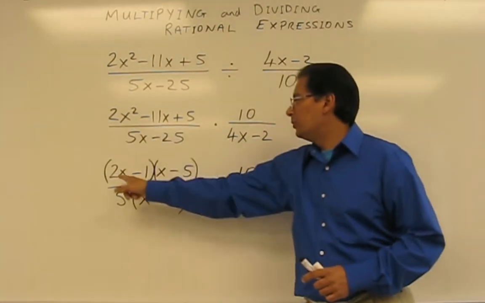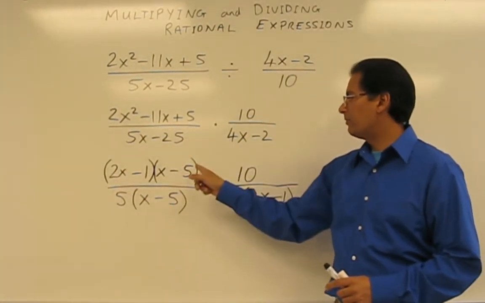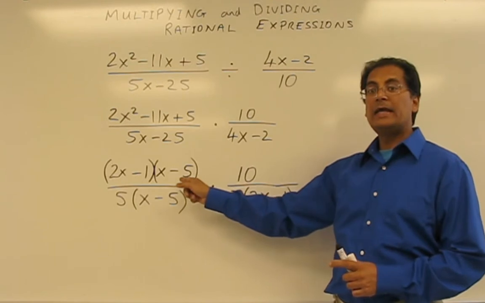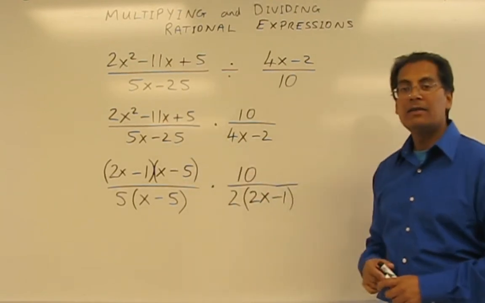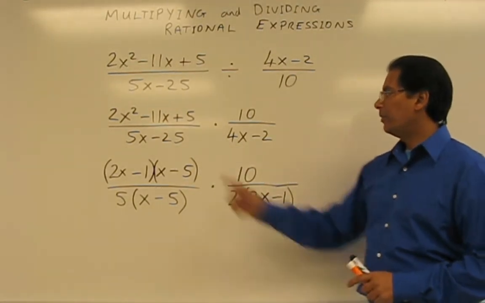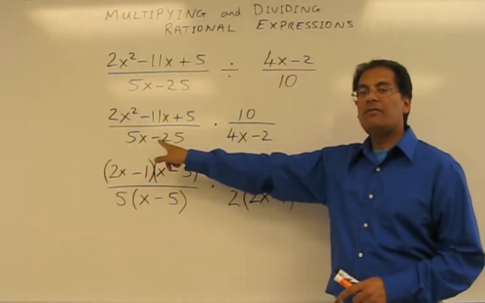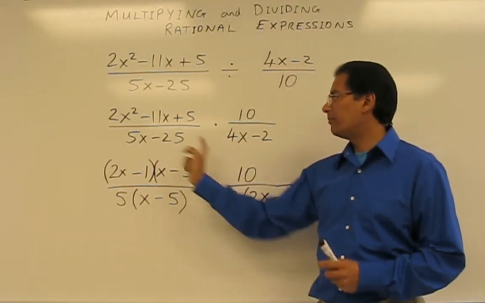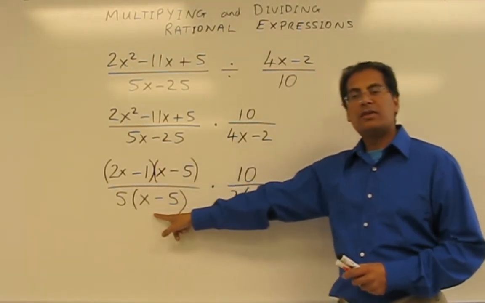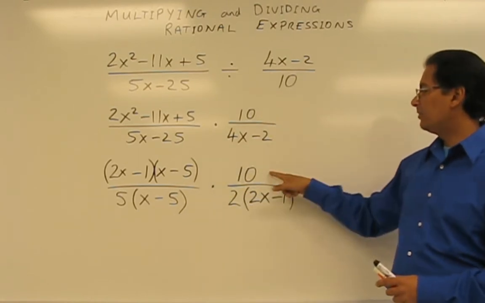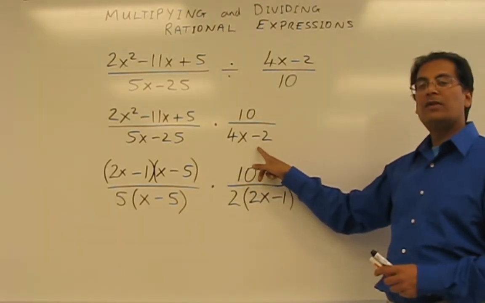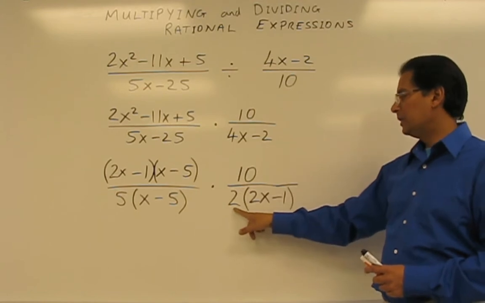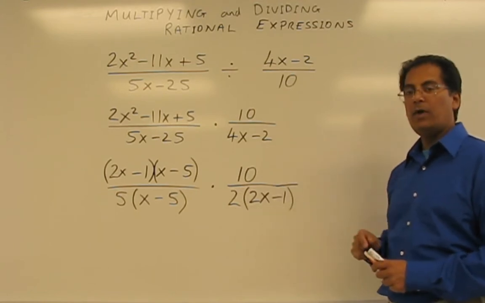So the factors of 2 are 2 and 1. Factors of 5 are 5 and 1. And you have to put both negatives in order to get that negative 11x in the middle. So we factored this one. The factors of 5x minus 25, we can factor out a 5 to leave us with 5 times x minus 5. This 10 stays the same. And this 4x minus 2, we factor out a 2 to give us 2 times 2x minus 1.